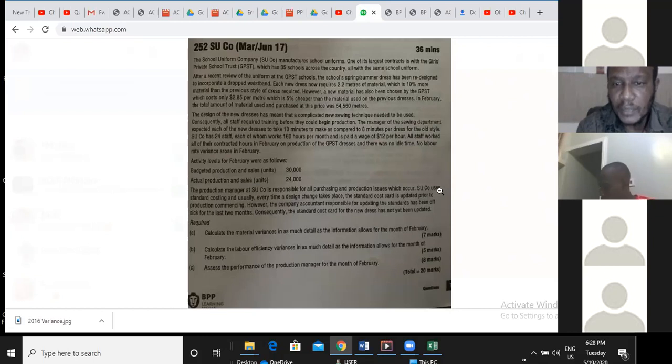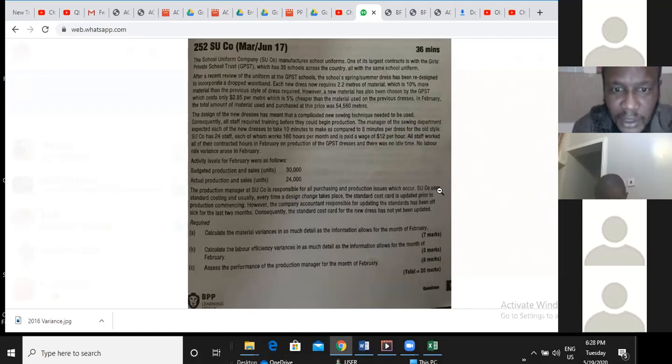And SUCO uses standard costing, and usually each time a design change takes place, the standard cost card is updated prior to production commencing. So that means they have already taken that into account. Is that what they're saying? Let's just read to the end.